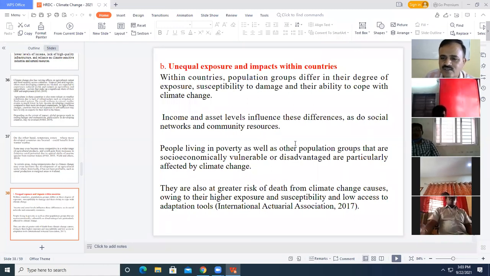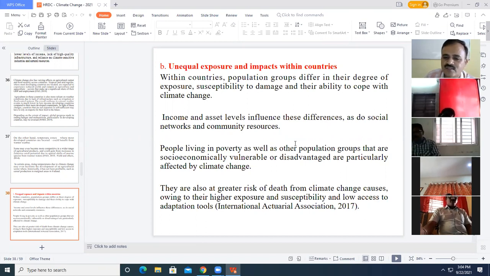The income and asset levels influence these differences, as do social networks and community resources. So these unequal exposures are in terms of their income and in terms of the assets held by the people. Because of the differences in the asset level and the income of the people, they are more vulnerable and more susceptible to damage, and there are also effects on the ability to cope with climate change, along with social networks and community resources.